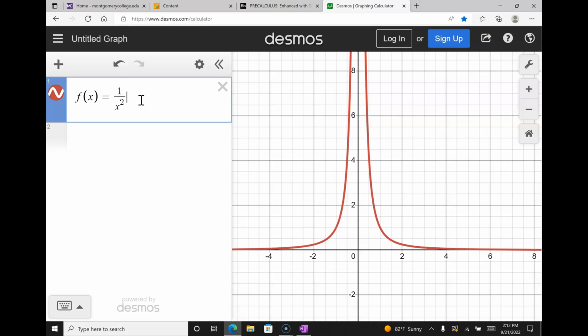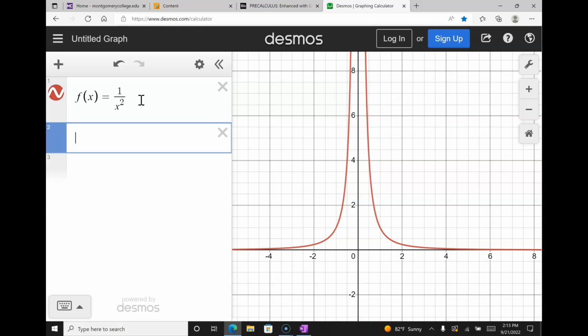Desmos recognizes x as every x variable. What's the domain of this, by the way? Everything but 0. What's the range? Yes, right. Everybody see that? So I can't divide by 0, but all the other x's are fine. And then 1 over any number squared will never be 0 or negative, right? So it's got to be everything above 0 in the y's.